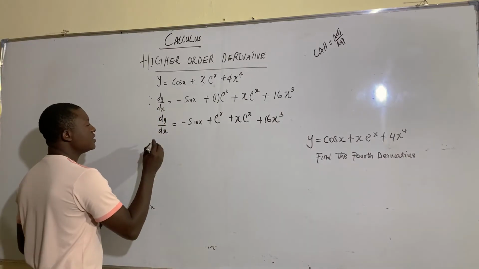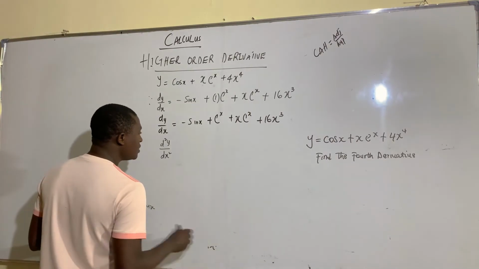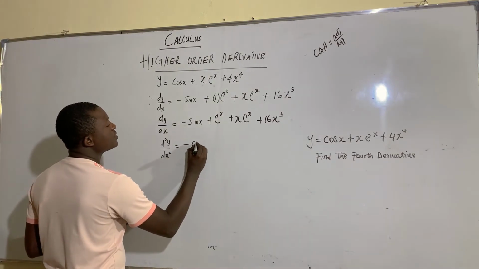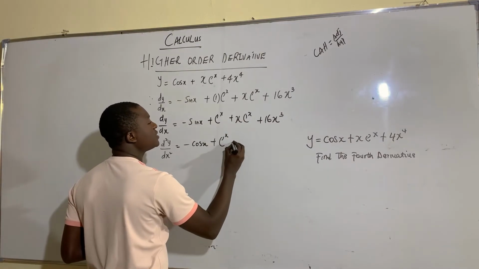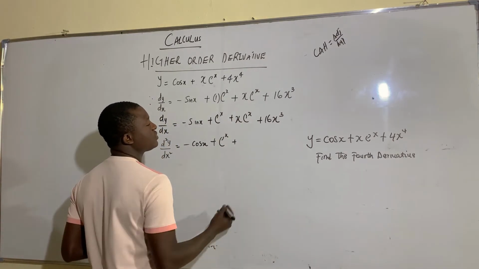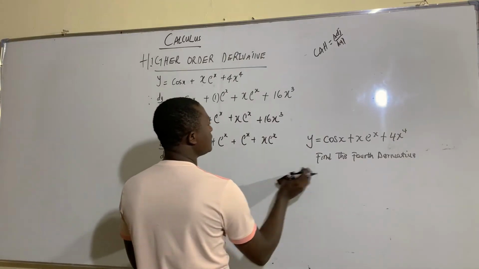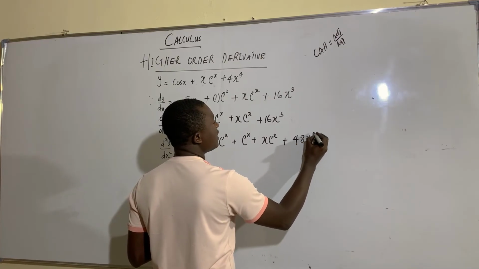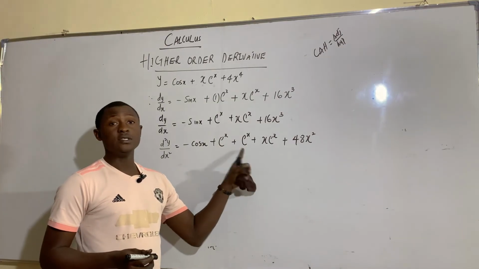So second derivative, that's d squared y over dx squared. So differential of sine x is going to be cos x, but you can see we have a negative here, that's minus cos x. The same thing for this. I will still have e raised to the power of x, just like the way we treated this one. We differentiate this one, keep the other as a constant, and keep the second one as a constant. So I have e raised to the power of x plus x e raised to the power of x. Then the differential of this, we are going to have 48x squared.